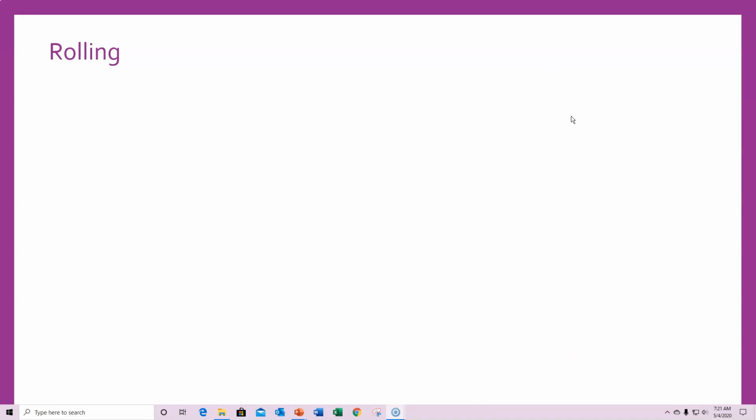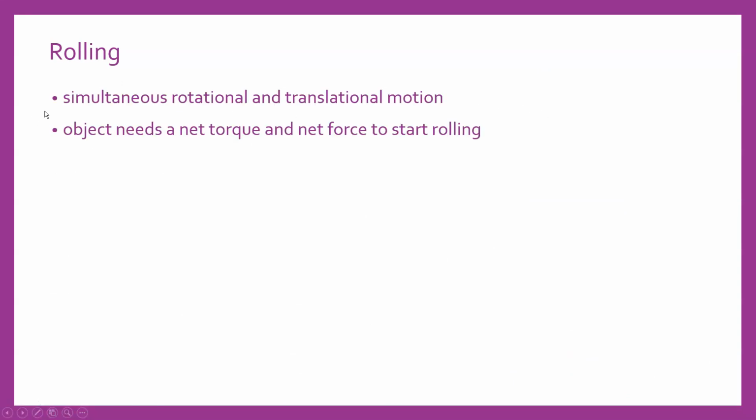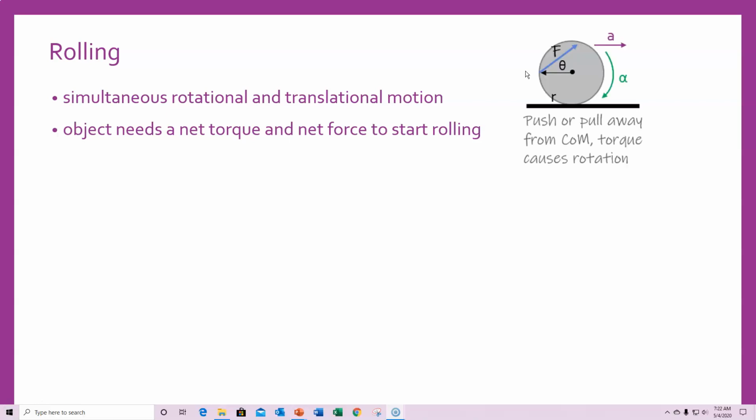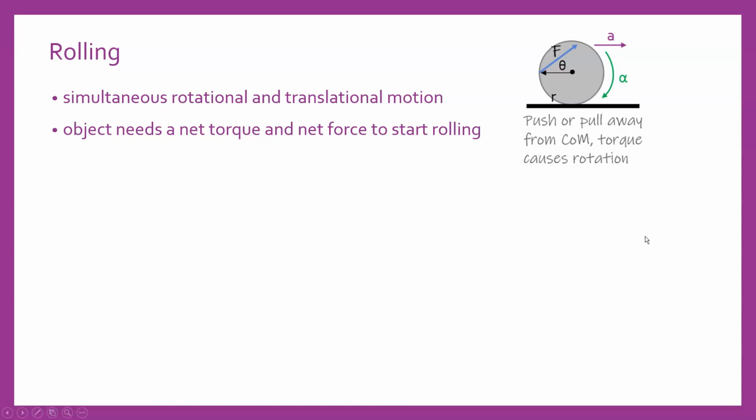Let's move on and look at rolling. First, conceptually, rolling is the simultaneous rotational and translational motion of an object, and that object needs a net torque and a net force to start rolling. Let's look at an example. Here we have a force that's applied to the object away from the axis of rotation, so that creates a lever, which creates a torque and causes rotation.